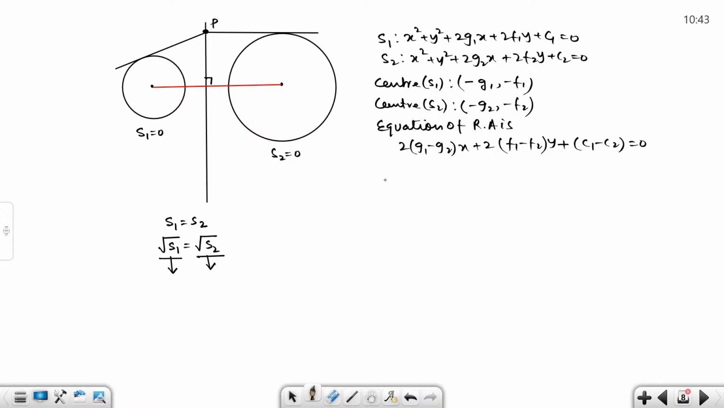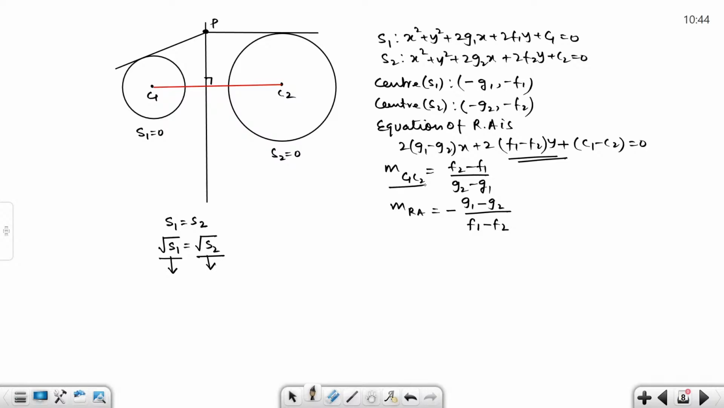Now, what is the slope of the line joining these two centers C1, C2? So, the slope of C1C2 is (F2 - F1) divided by (G2 - G1). Okay? And what is the slope of the radical axis? From this equation we are getting the slope of the radical axis as -(G1 - G2) divided by (F1 - F2). Am I correct?